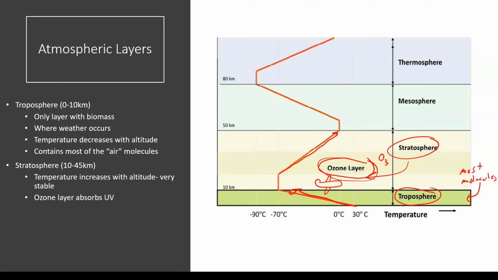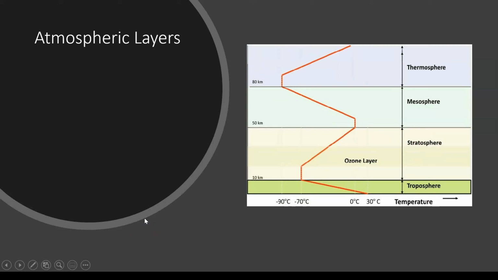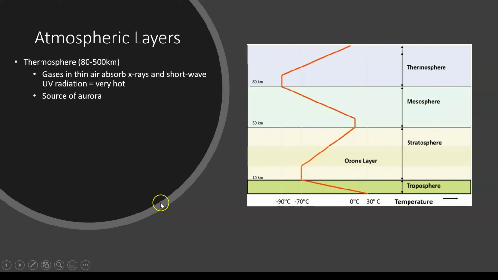Two things to know about that. Temperature increases with altitude in the stratosphere. And the ozone layer that protects us from ultraviolet radiation is also in the stratosphere. Now, the mesosphere, not a whole lot going on there, but temperature decreases with altitude. And then we get up to the thermosphere, way up there.